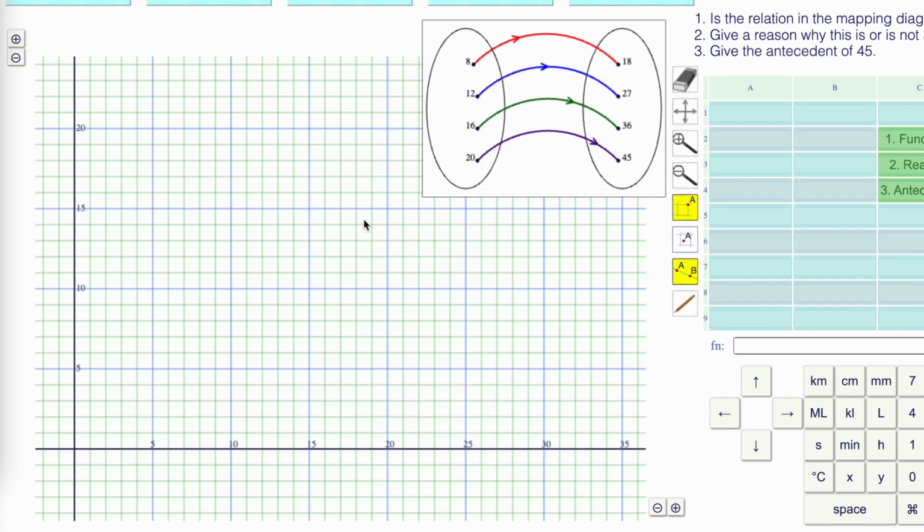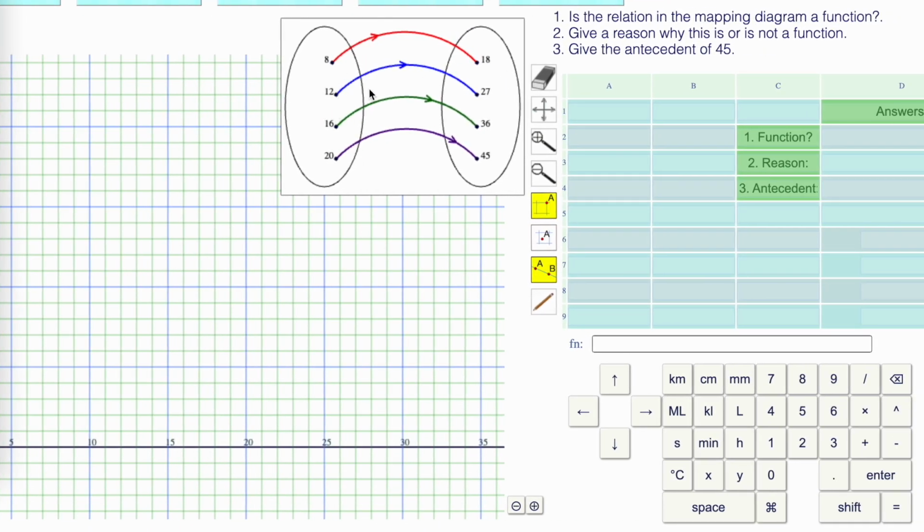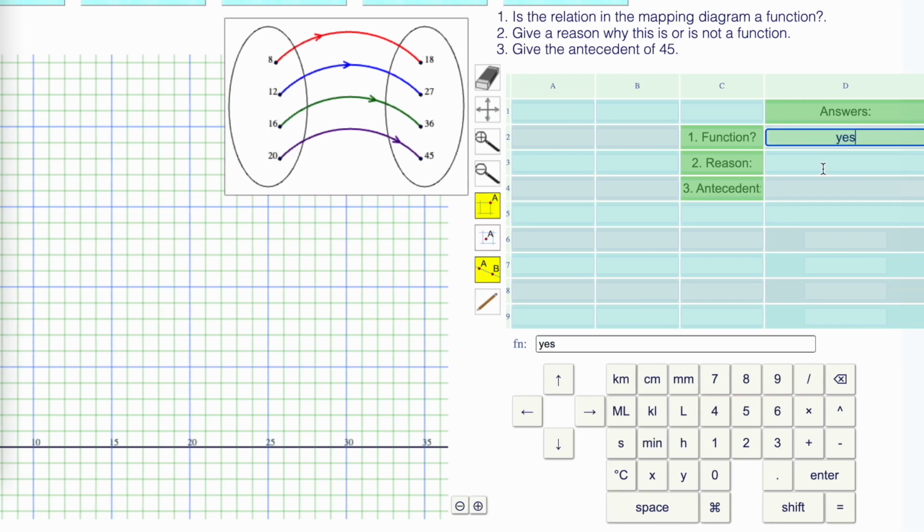Welcome to level 22. We're given a mapping diagram and we have to figure out whether it's a function or not, give a reason, and they're going to ask us for the target of a number or the antecedent of a number. Is this a function? This is a function, yes. The reason why, it's 1 to 1. For every x value, you have a y value, f of x.